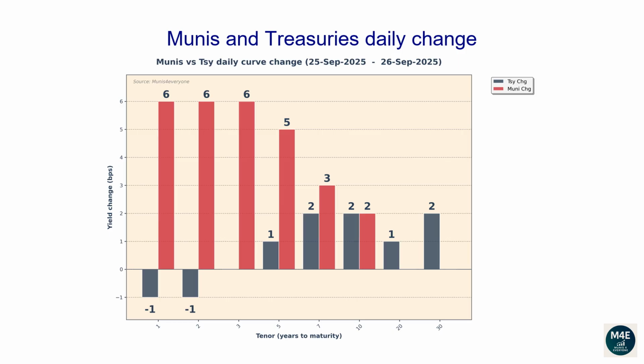Munis and Treasuries daily change. This graph shows how both Munis and Treasury yield curves have changed versus the prior business date. They usually tend to move in the same direction, even though it's not uncommon to see days during which they move in opposite directions. In general, daily changes between -2 and +2 basis points are quite common. Daily yield changes greater than 5 basis points indicate days with a high level of volatility.